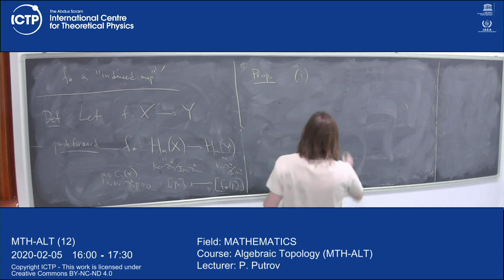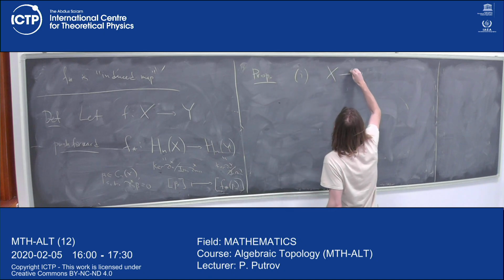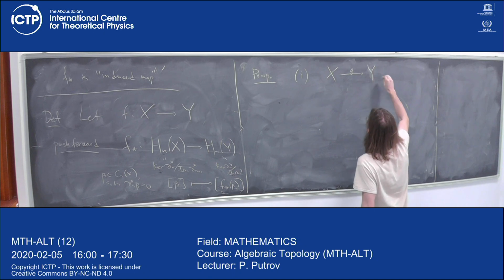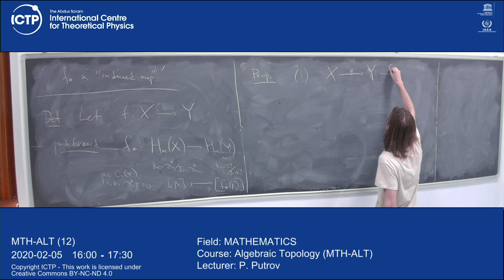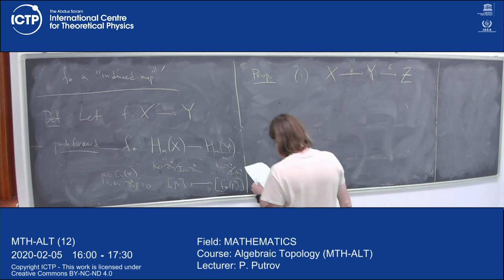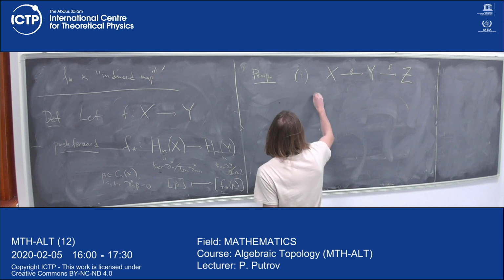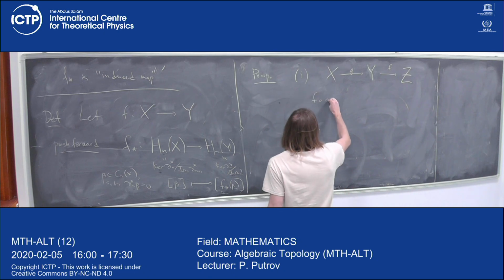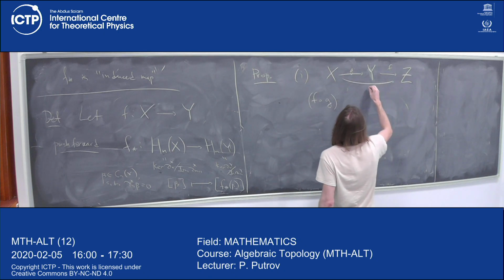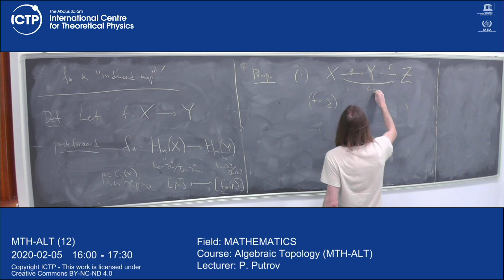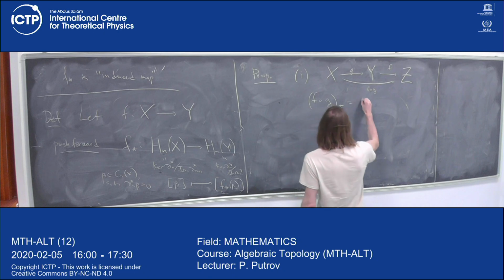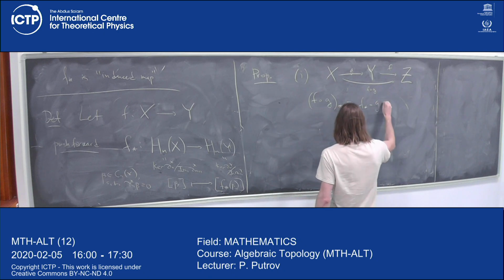First property is the following. So, again, it's a behavior under the composition. Suppose we have a triple of topological spaces and we have a map from X to Y and then a map from Y to Z. And we want to show that the push forward, or we can go directly from X to Z in the composition. We want to show that the push forward of the composition is a composition of push forwards.